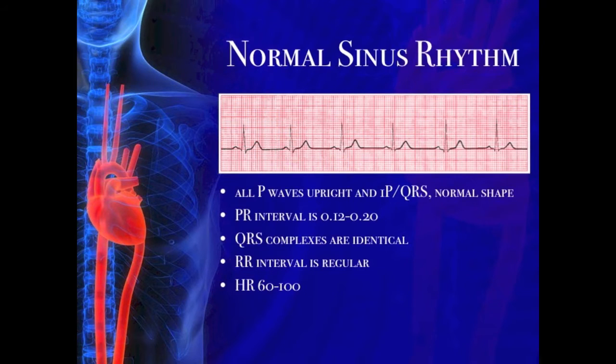Here is an example of a normal sinus rhythm. All P waves are upright and there is 1 P wave per each QRS complex. Each section of the rhythm has a normal shape and QRS complexes are identical. The PR interval is of regular duration. The R to R interval is regular. This is observable because the distance between each apex of the QRS complexes are approximately the same distance apart. The heart rate in this strip is estimated to be normal, which is between 60 to 100 beats per minute.